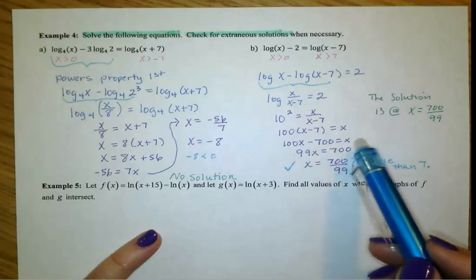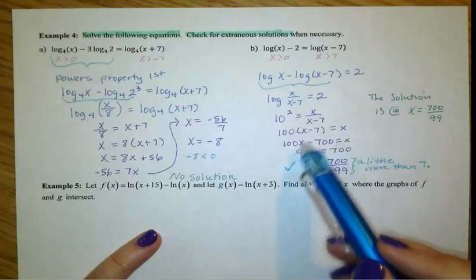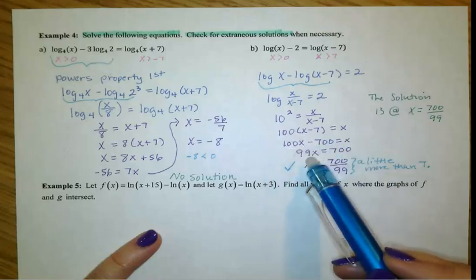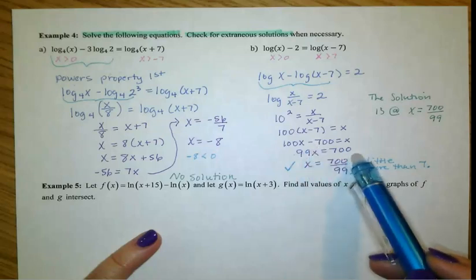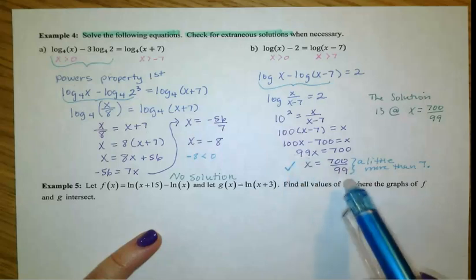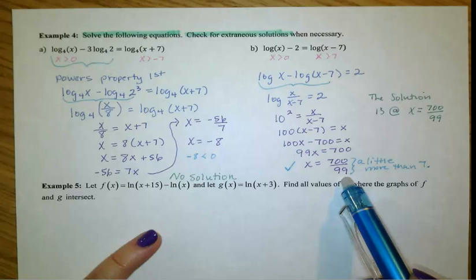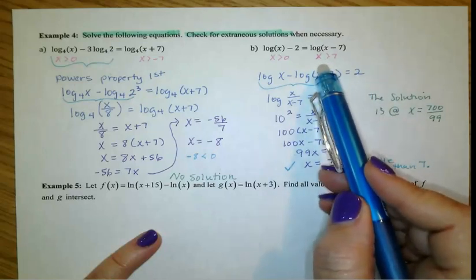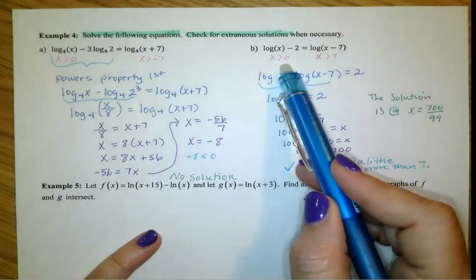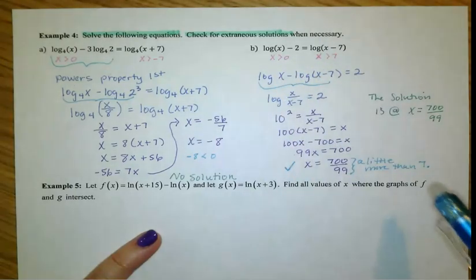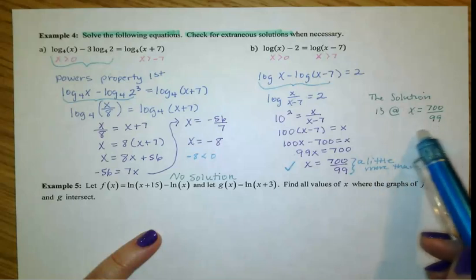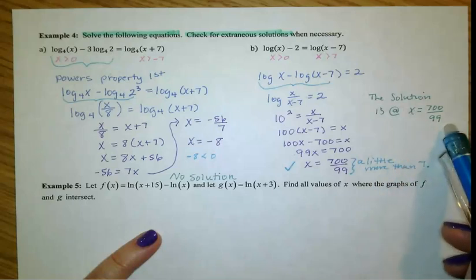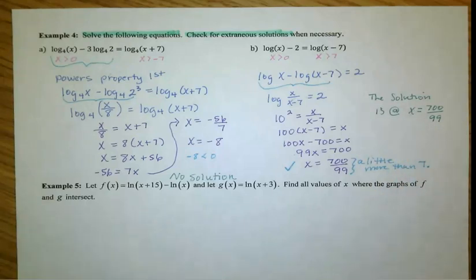So to get my x's together, I'm going to subtract 1x from both sides and move them together, which gives me my 99x. And then I'm going to move the 700 to the other side. So when I divide both sides by 99, I get 700 over 99, which is a little more than 7. So as I'm checking here, it said it had to be greater than 7, and it is. It had to be greater than 0, and it is. So then the solution is x equals 700 over 99.